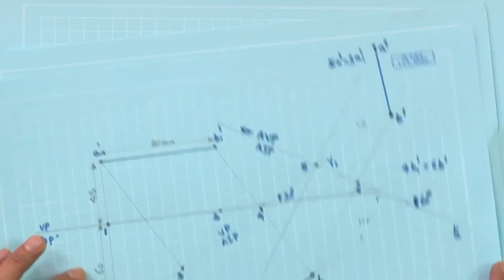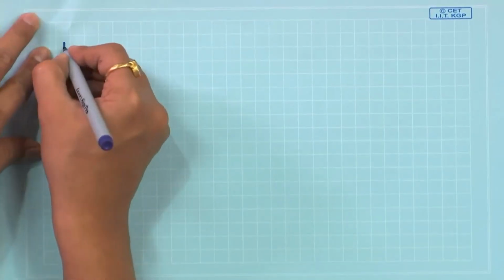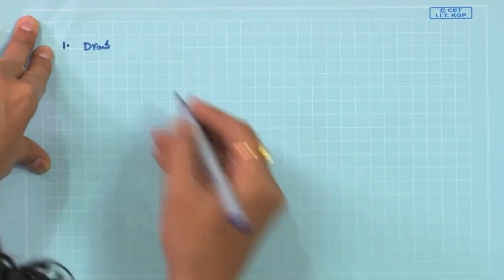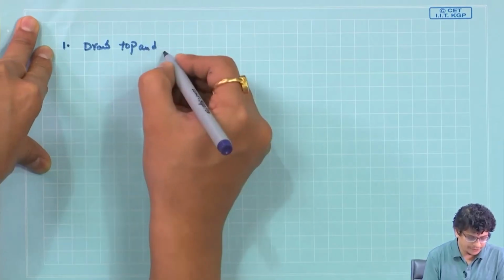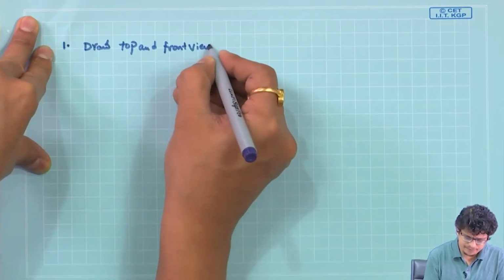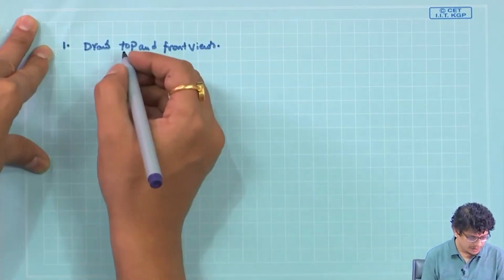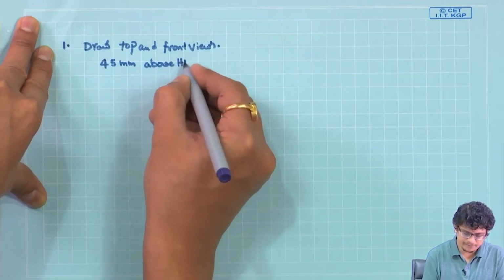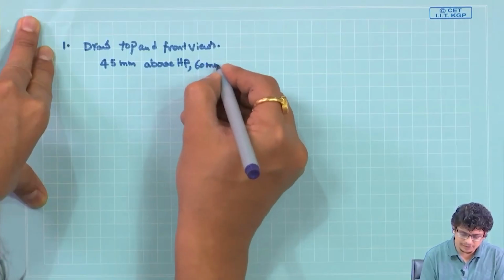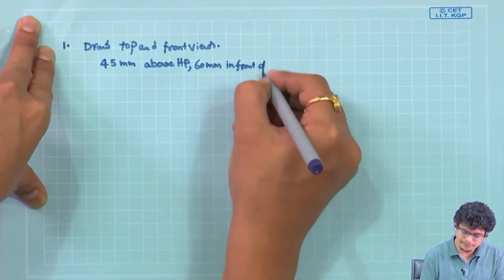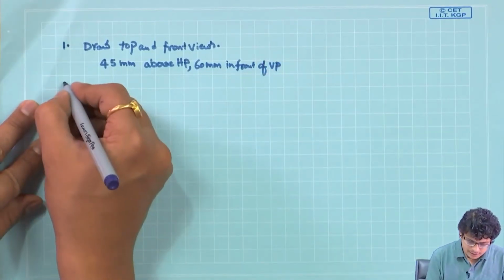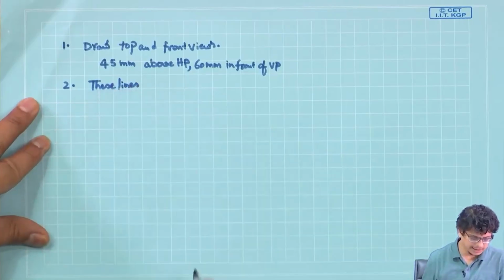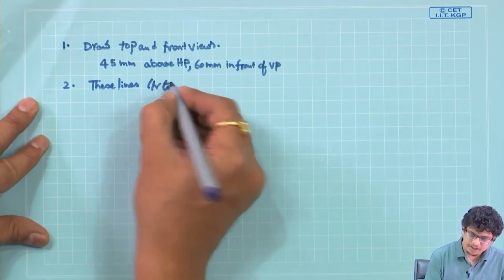Let us summarize this entire thing. The first step for this problem: draw the top and front views, 45 mm above HP and 60 mm in front of VP. These lines, let us assume that both are parallel to HP and VP.